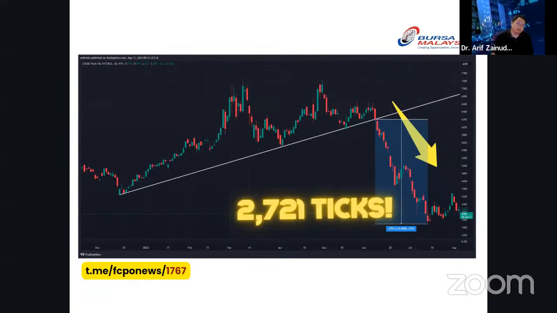Why? Now, if you look at last year, in 2022, we saw that the FCPO dropped a whopping 3,500 ticks downwards. Judging from the start of the trendline break, it's about 2,700 ticks. So let's say you sell an iPhone at 5,000 ringgit, and then suddenly the value drops to 2,500, losing 50% of the value, do you lose money?